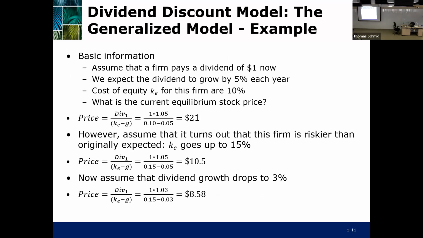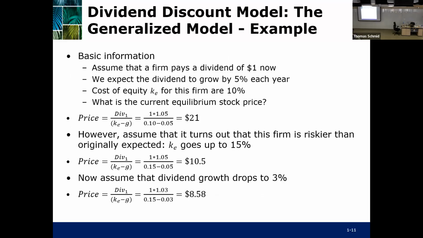It's very quick. Applying that is really very simple. Assume you have a firm that pays a dividend of $1 now. We expect a growth of 5%. Cost of equity is 10%. So what is the current equilibrium stock price?